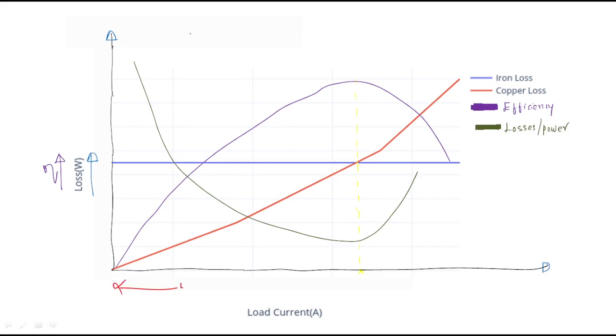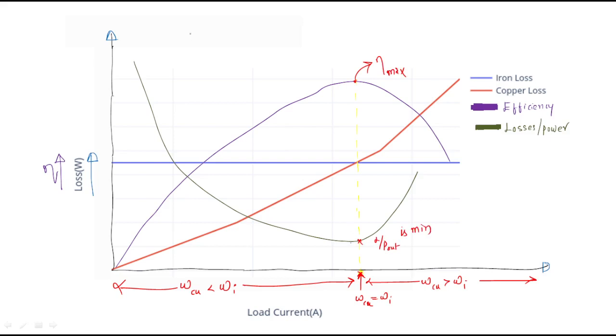We all know these are the main observations. This is the curve between what? Copper loss component is less than iron loss component up to this point only. This is the point where copper loss component equals iron loss component, and this is the region where copper loss component is more than iron loss component, right? At this point we are going to get the maximum efficiency. At this point losses to P out is minimum, and when it is minimum, the efficiency is maximum. This is the point where iron loss component equals copper loss component.